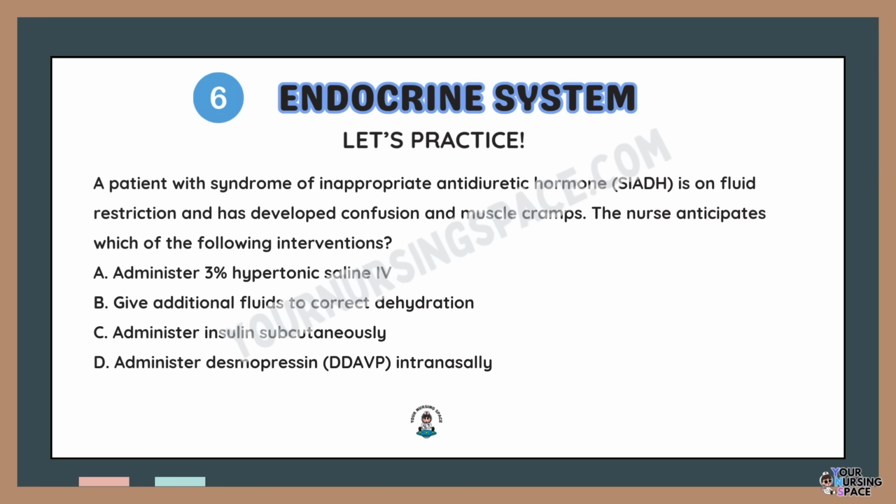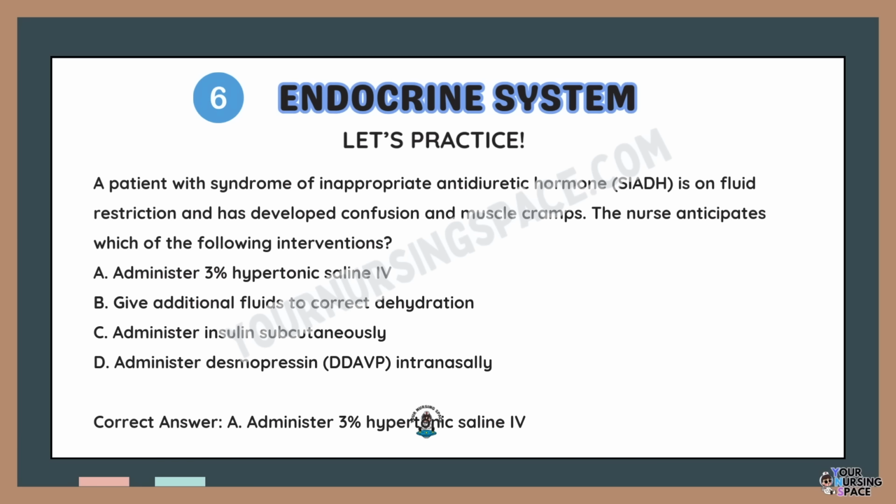Last question. A patient with syndrome of inappropriate antidiuretic hormone, SIADH, is on fluid restriction and has developed confusion and muscle cramps. The nurse anticipates which of the following interventions? A. Administer 3% hypertonic saline IV. B. Give additional fluids to correct dehydration. C. Administer insulin subcutaneously. D. Administer desmopressin, DDAVP, intranasally. The correct answer is A.